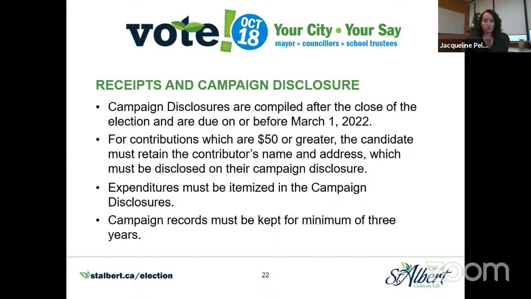All right, now campaign disclosures. Campaign disclosures are compiled after the close of the election, and they are due on or before March 1st, 2022. Pretty soon we're going to go over the form together, so I'll just note a few things before we do that. Keep in mind, for contributions that are over $50, a candidate must retain the contributor's name and address because this gets disclosed on the campaign disclosure. Also, expenditures are itemized in the campaign disclosures.